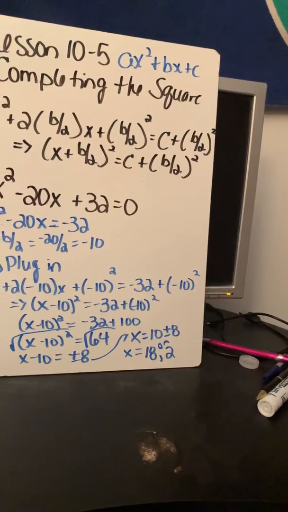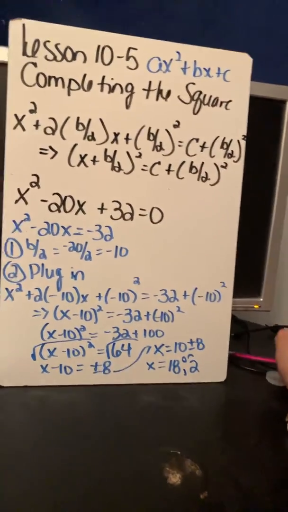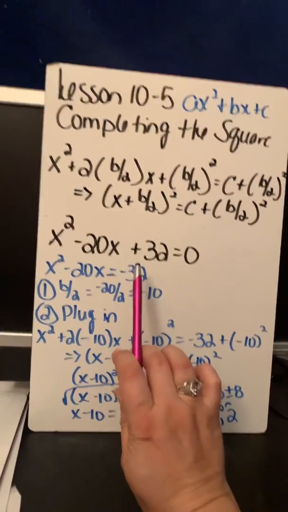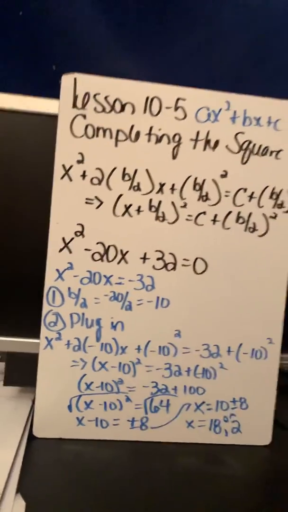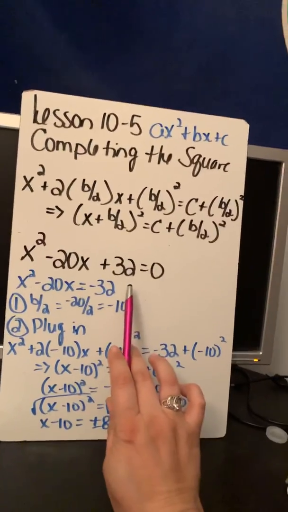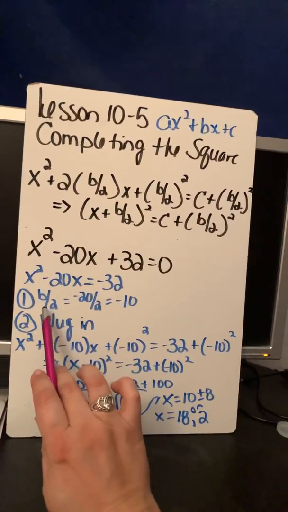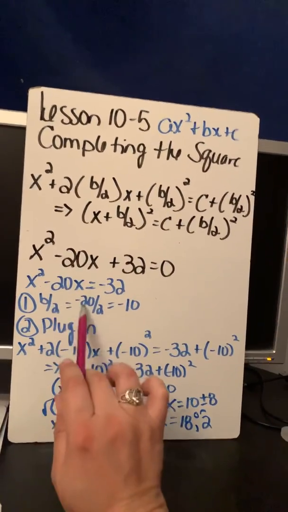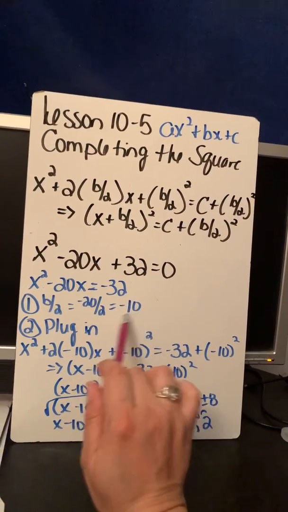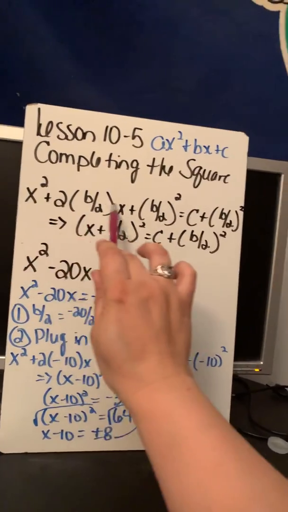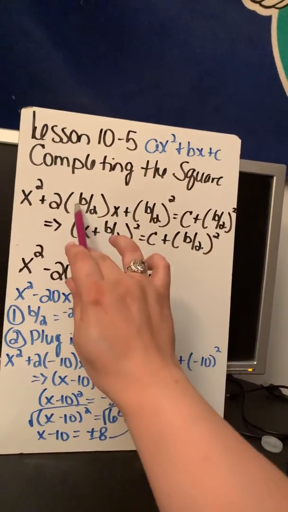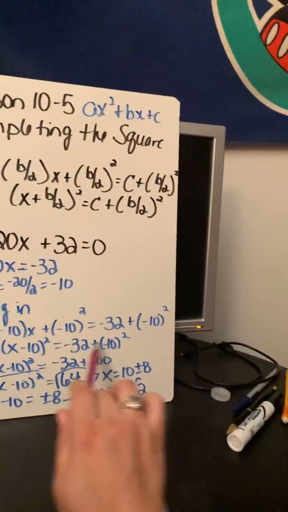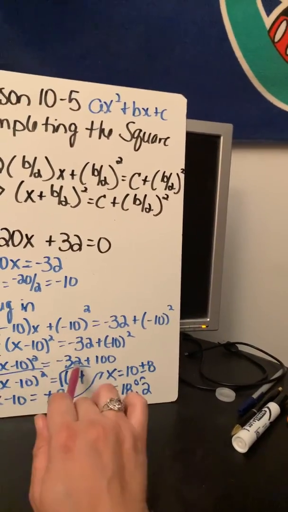So let's go over it again. There's your equation that you're given. Get c by itself on the other side, so subtract your 32 over. Find your b over 2. B is always the number in front of x. So negative 20 over 2, I got negative 10. Plug in. Take this whole equation and very simply just replace that b over 2 in the c parts, which is what I did. From here we solve.